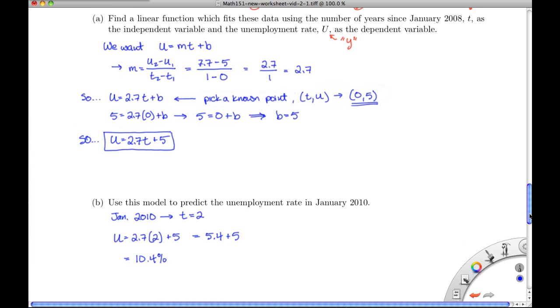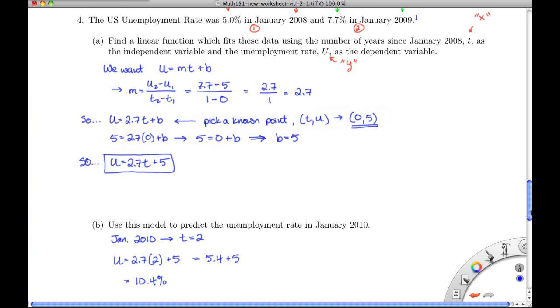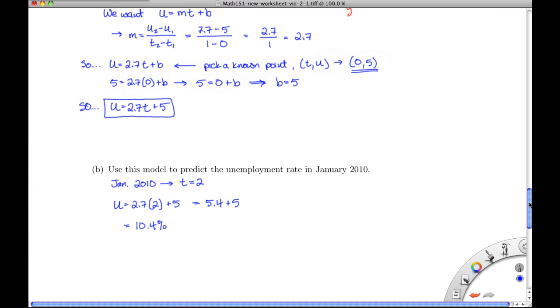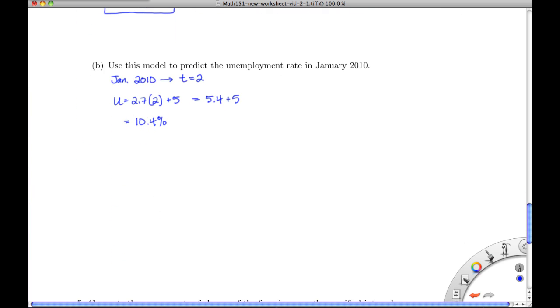And that seems to make sense because it's growing linearly. So in 2008 it was at 5. It grew 2.7 up to 7.7. It's going to grow another 2.7 points, or percentage points, up to 10.4 for this year. Okay, so that's our solution here.